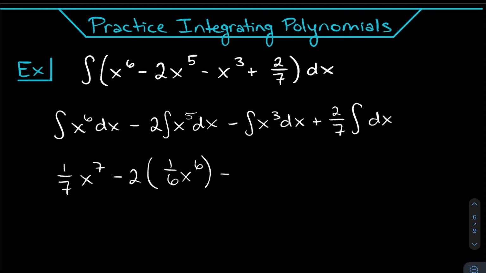So now we're going to subtract the integral of x cubed dx. And so we raise the power by 1, bring it out front, and flip it. And then lastly, we just have a 2 over 7 times the integral of dx. You can think of this guy as being an x to the 0.